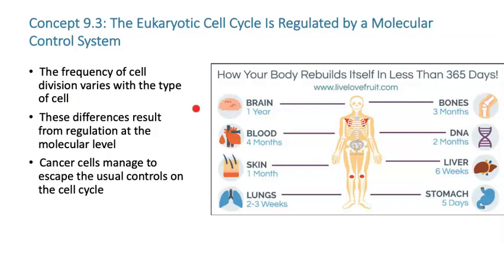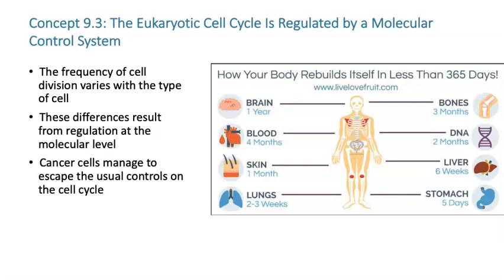For example, your blood is going to fully replace itself about every 4 months. Your skin is replacing itself almost every single month. You've got new skin, completely new skin. Your brain is going to take about a year, your lungs 2 to 3 weeks, things along those lines. So there's variation in how frequently different cell types go through mitosis.